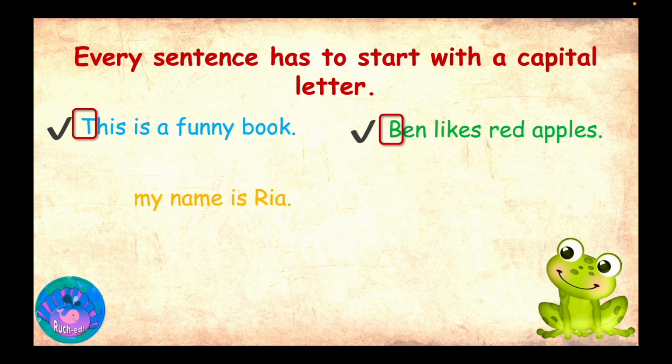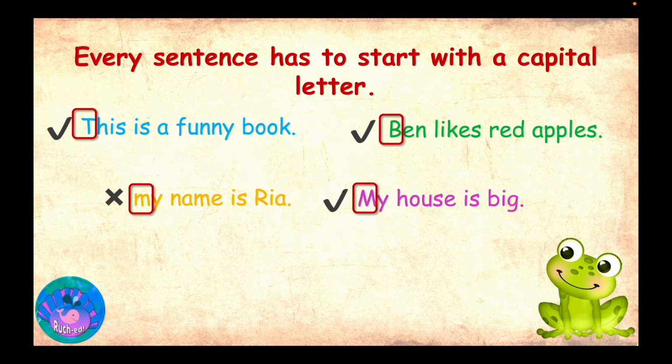And how about this one? The first letter is M, and that is not capital, so I guess this is not written correctly. That is right. And how about this one? The first letter is M, and it is capital, so correctly written sentence. Very good. And what about this sentence? T is the first letter. It is not capital, so no, this sentence is not written correctly. Excellent, Froggy.